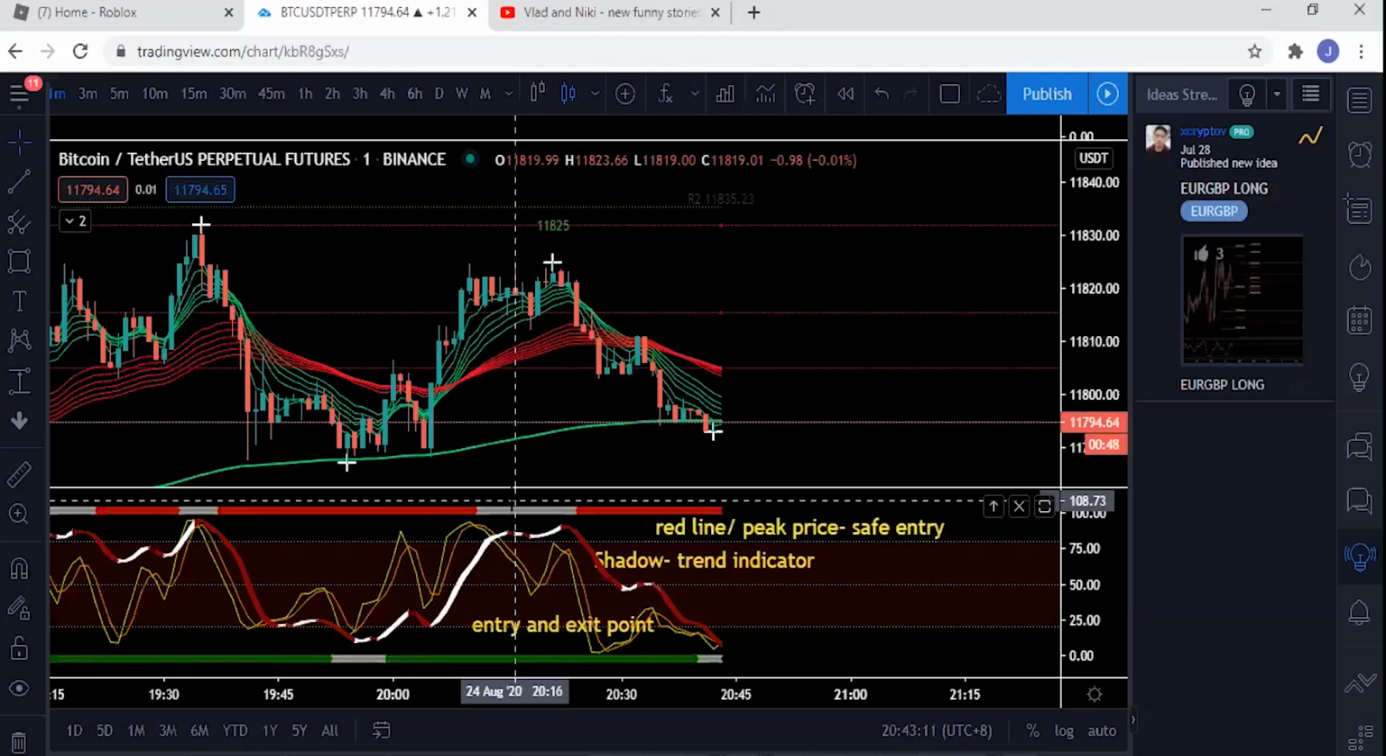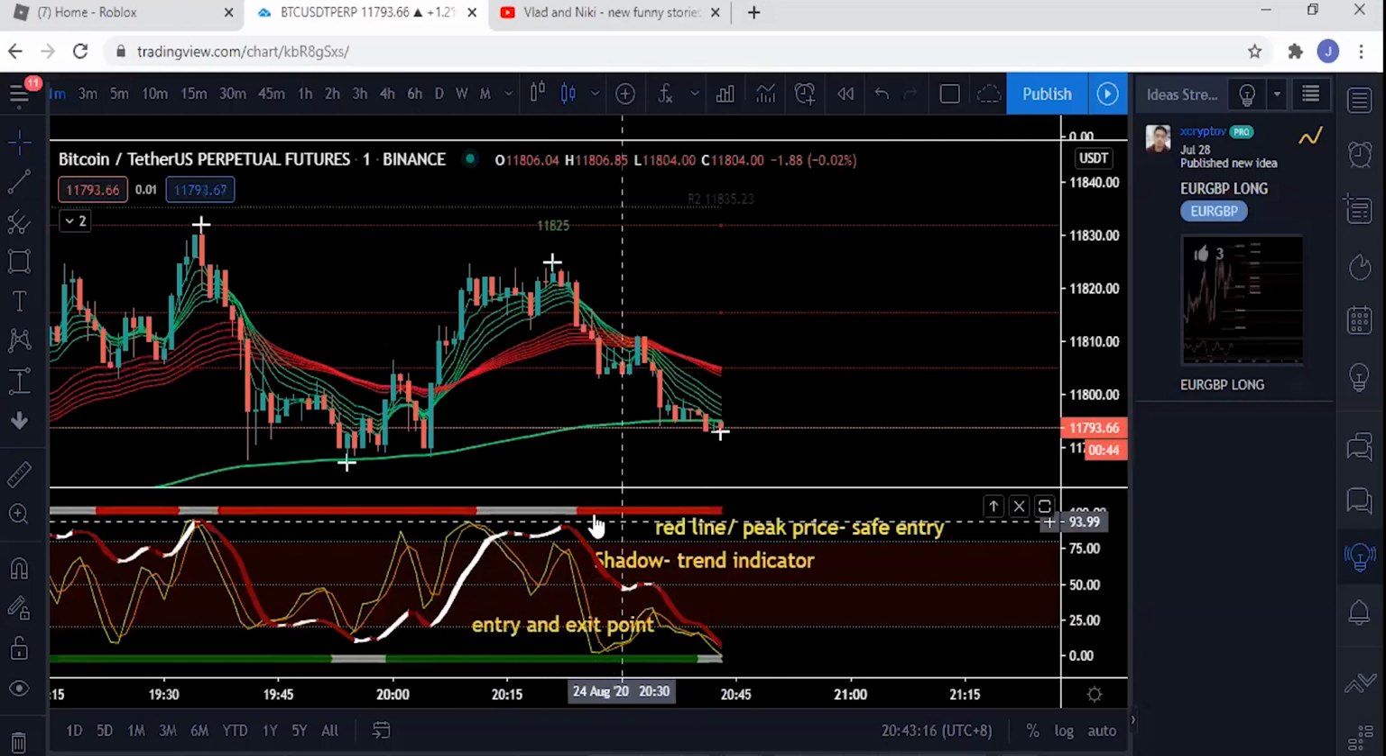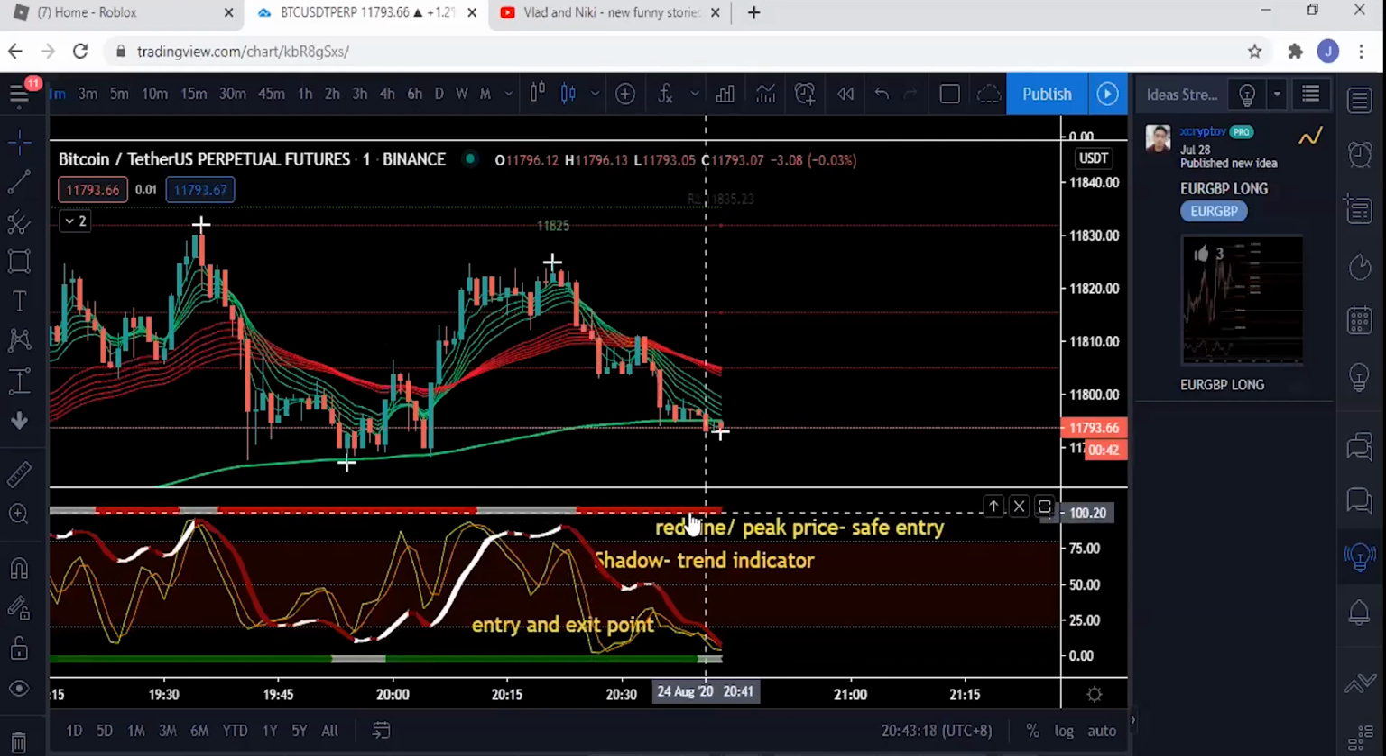So when to enter the market? When you already see a red line. So this is where the safe zone is to enter the market.